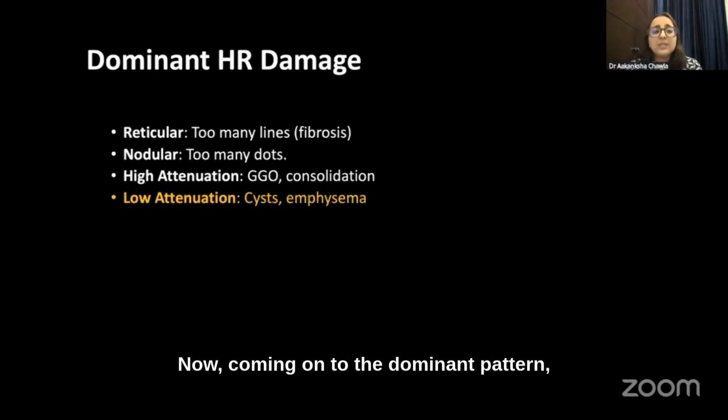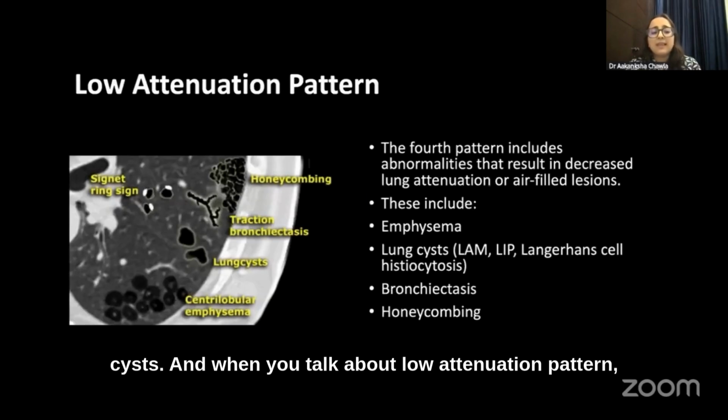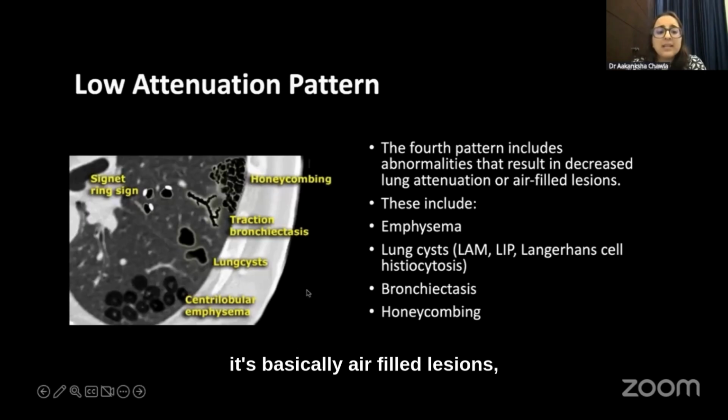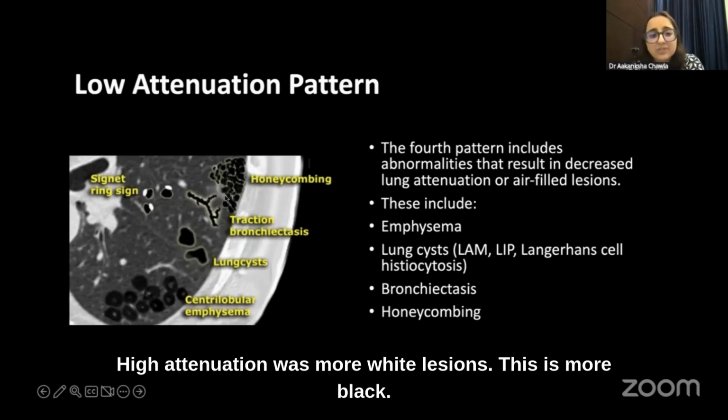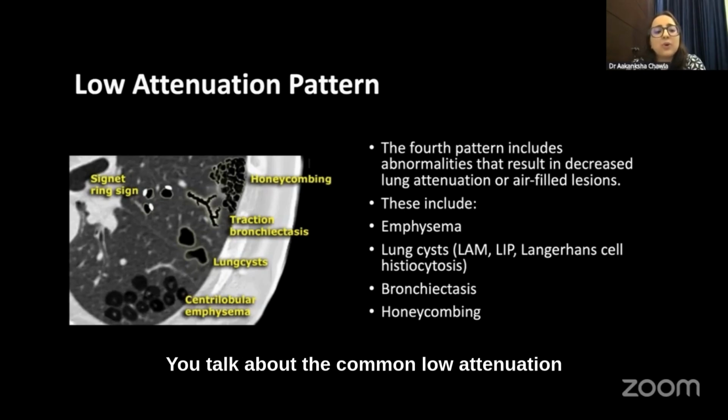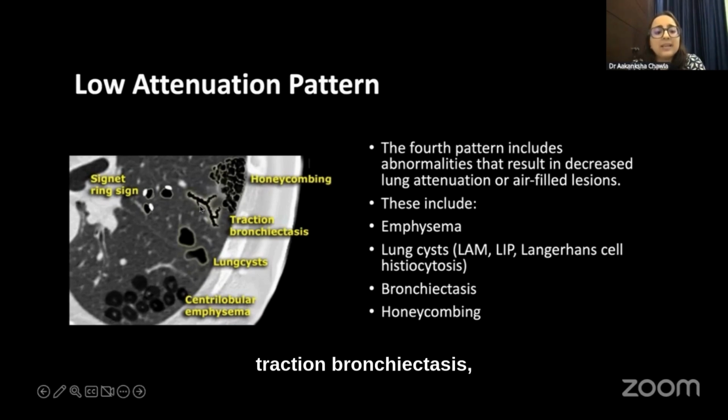Now, coming on to the dominant pattern, I'm sorry, I meant pattern. This is the low attenuation, wherein you see the cysts. And when you talk about low attenuation pattern, it's basically filled lesions, more blackish lesions, right? High attenuation was more white lesions. This is more black. So you talk about the common low attenuation patterns are your honeycombing, traction bronchiectasis, lung cysts, signet ring, as well as centrilobular emphysema.